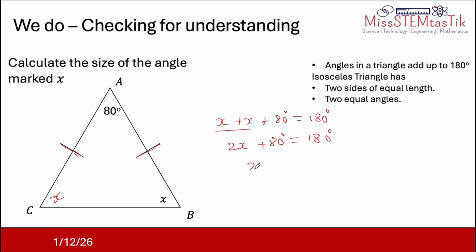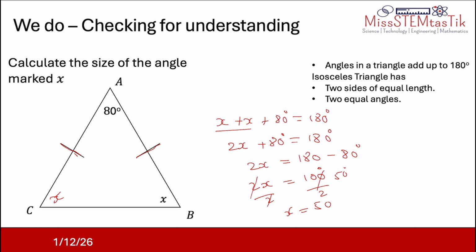We can now take the 80 away from 180, and that leaves us the 2X, the two unknowns. And so 2X is equal to 100. And because the two angles are equal, we just need to halve or divide by 2. And 100 divided by 2 is 50. So each of these angles, C and B, is 50 degrees.